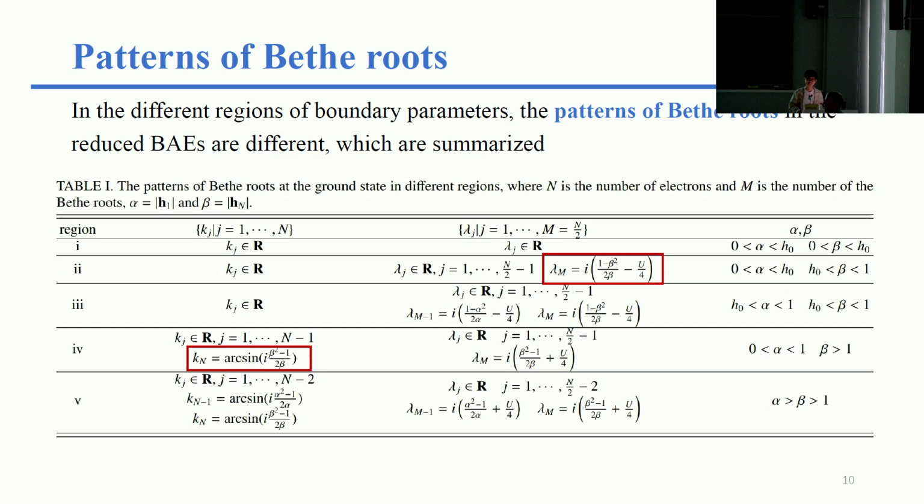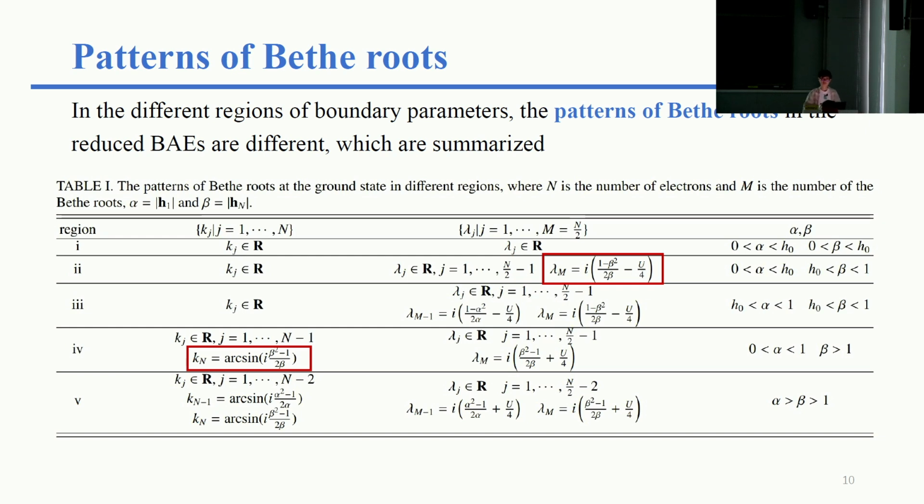Can you speak slowly? Have you studied the distribution of Bethe roots in not only the ground state? Do they form some smooth curves, or do they form some amoebas or something like that? You mean not the ground state? You mean the excitation, right? The excitation will seem periodical, so we didn't talk about it.